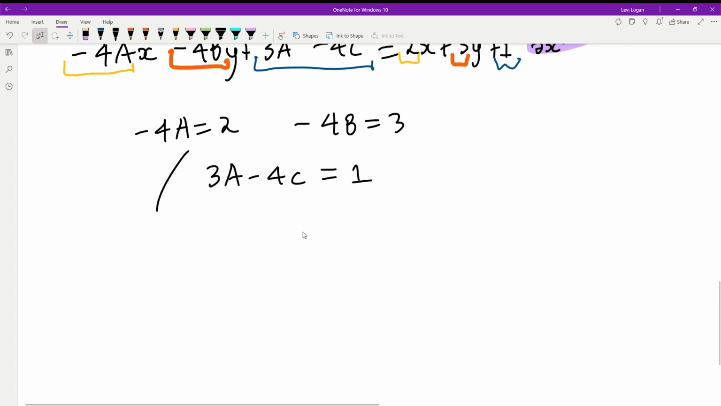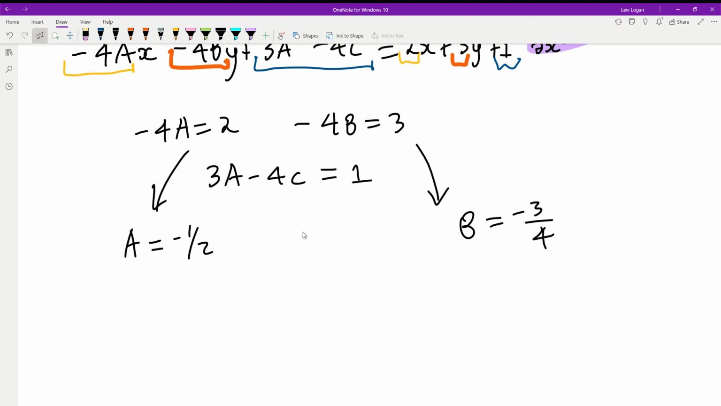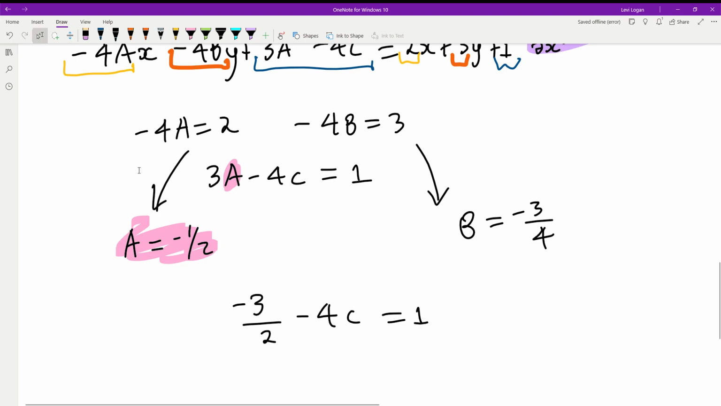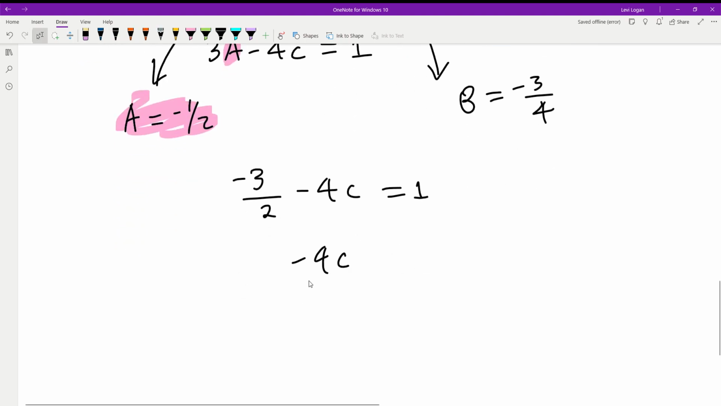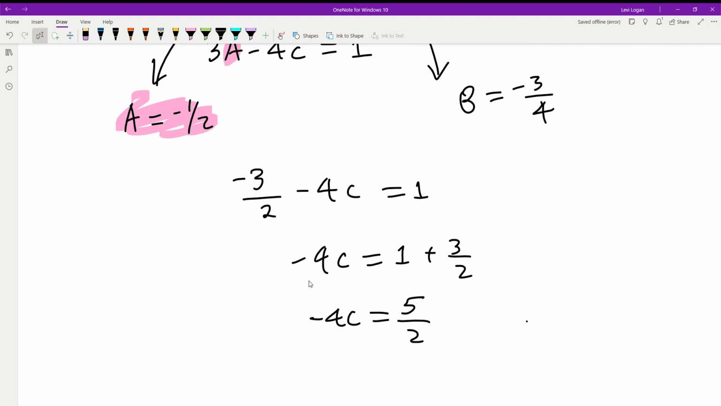So from the first two equations we get a is equal to negative 1/2, and b is equal to negative 3 on 4. We can substitute this into here to solve that. So negative 3 on 2 minus 4c is equal to 1. So negative 4c equals 1 plus 3 on 2. If we add those together, you get negative 4c equals 5 over 2. Divide both sides by negative 4, so c equals negative 5 over 8.